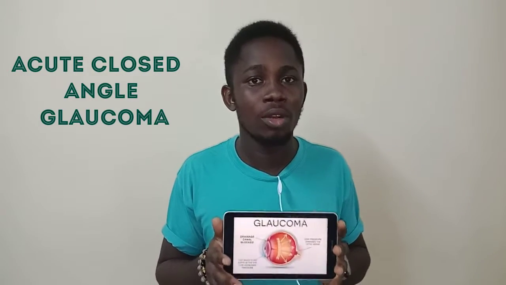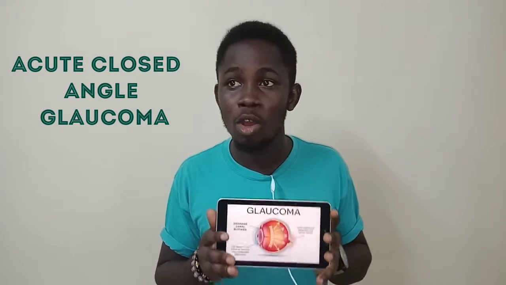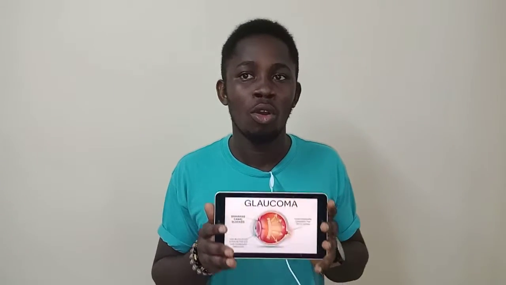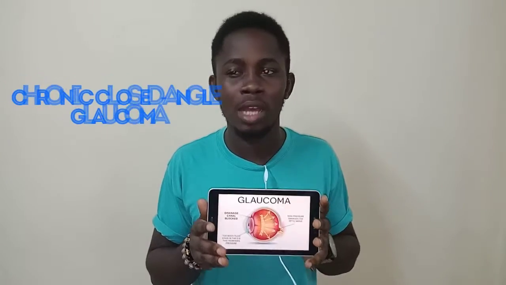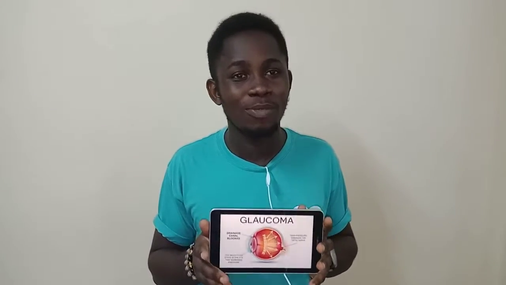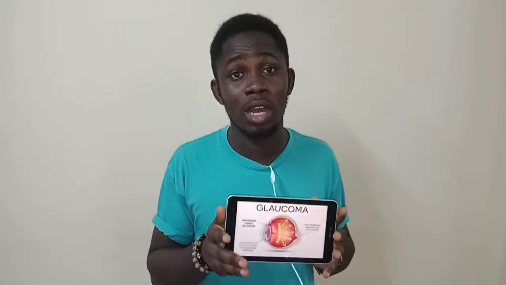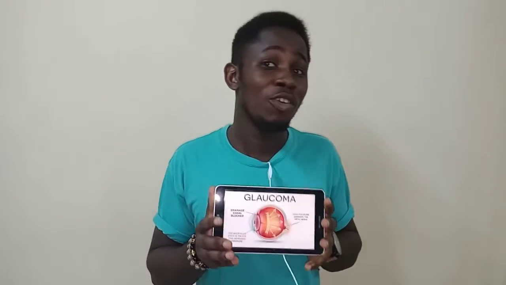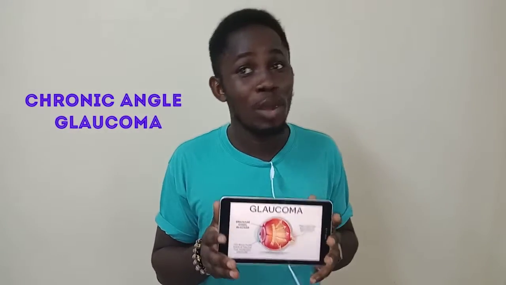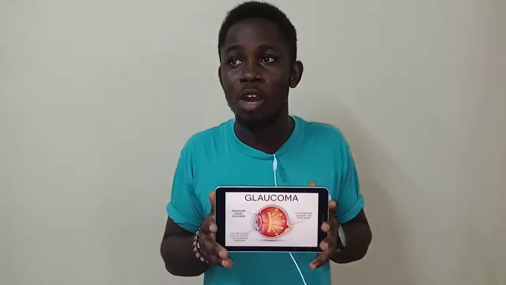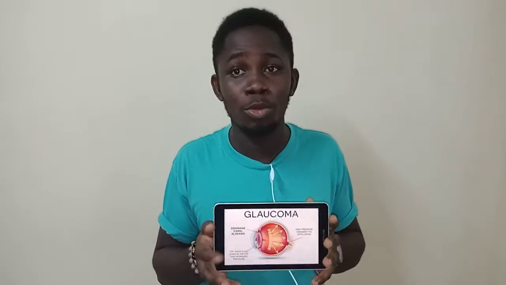First, we have the acute closed angle or narrow angle glaucoma. It results from the obstruction to outflow of aqueous humor. Secondly, we have the chronic closed angle glaucoma, which comes as a result of an untreated attack of the acute closed angle glaucoma. Thirdly, we have the chronic open angle glaucoma. It results from overproduction or obstruction to the outflow of aqueous humor.